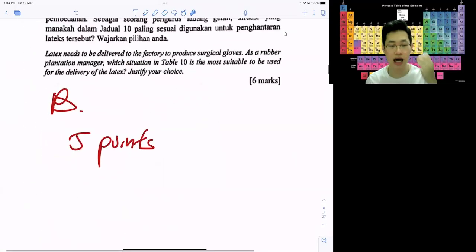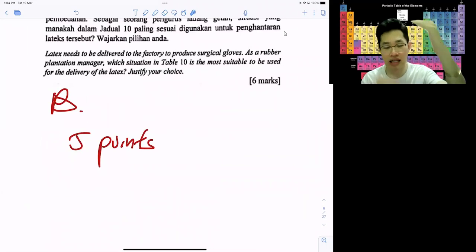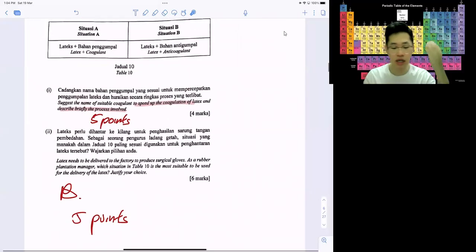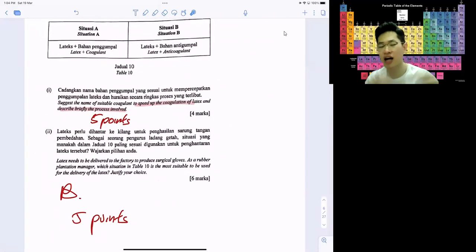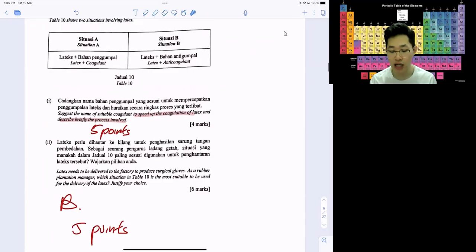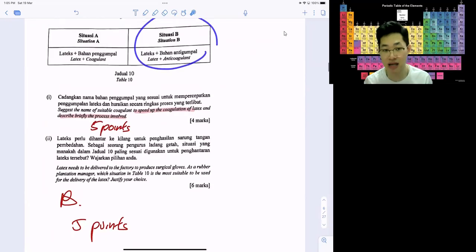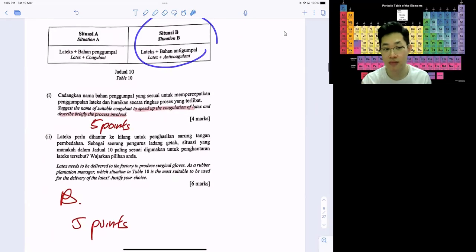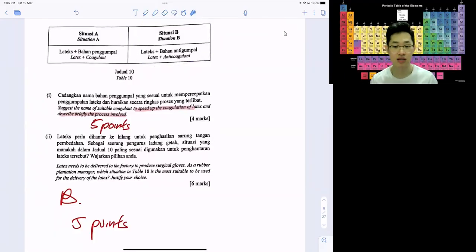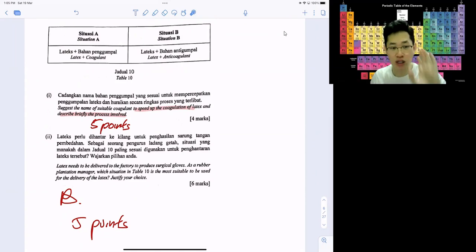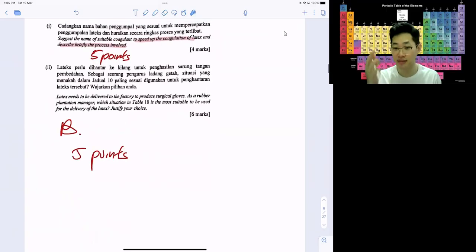So that means you have to tell them that I choose B because this can keep the latex in liquid form. Just like that. They won't ask things like, because later I go to the factory, it solidifies and I cannot remove it. No need. They only ask why you choose situation B. You choose situation B because it will keep the latex in liquid form. We just tell them why we choose this one. We don't have to tell them we do want it to coagulate because later the factory wants to do this and that. Just put in the things that you learn.